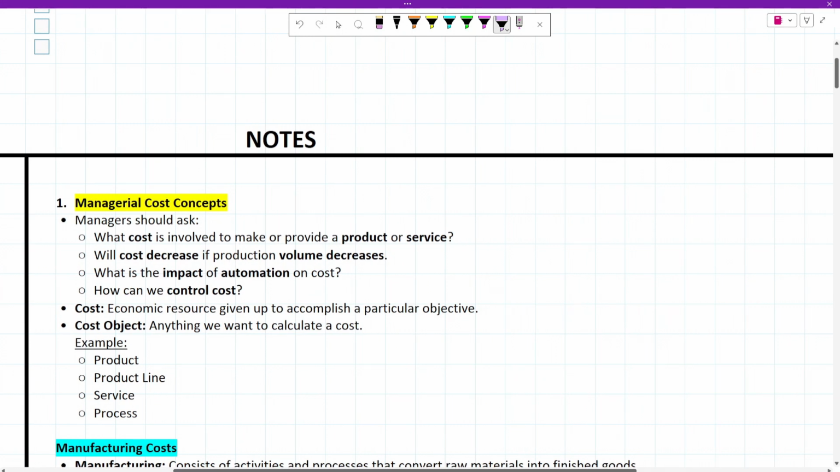One, managerial cost concepts. So managers should ask, what cost is involved to make or provide a product or service? So the cost for a product or a service. Will cost decrease if the production volume decreases? That's another question they may ask. What is the impact of automation on cost? If we try to implement automation, will it increase our cost or decrease our cost? How can we control cost? And this is an important question as well.